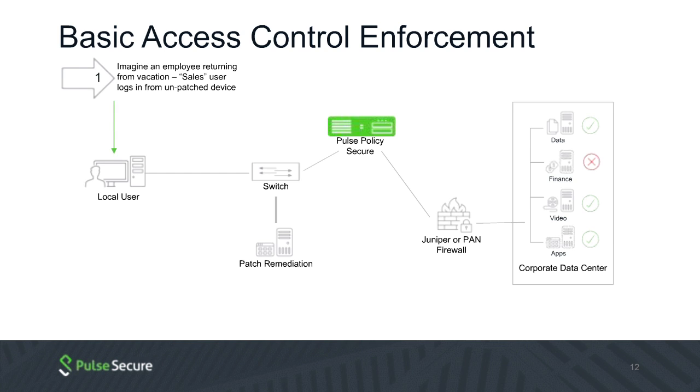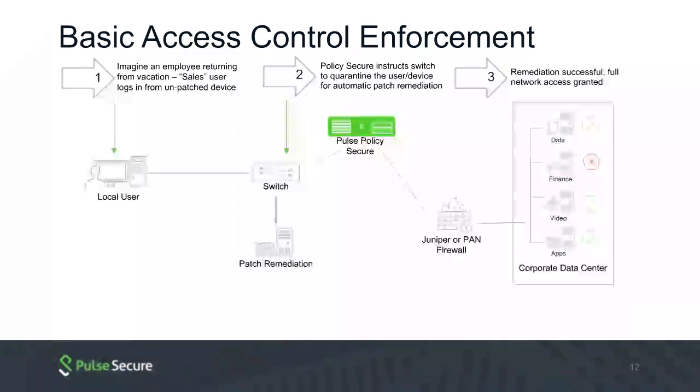You have a user who connects to the network, and perhaps they're logging in from an unpatched device. I went on vacation, I put my laptop in a drawer, I pulled it back out, and I walked into the office, sat down, and plugged it in. So Policy Secure is able to identify that the device is uncompliant and instruct that switch to drop me into a quarantine VLAN. So I can now run the patch updater, I can update any security software that's required, and I can remediate the compliant state of my endpoint.